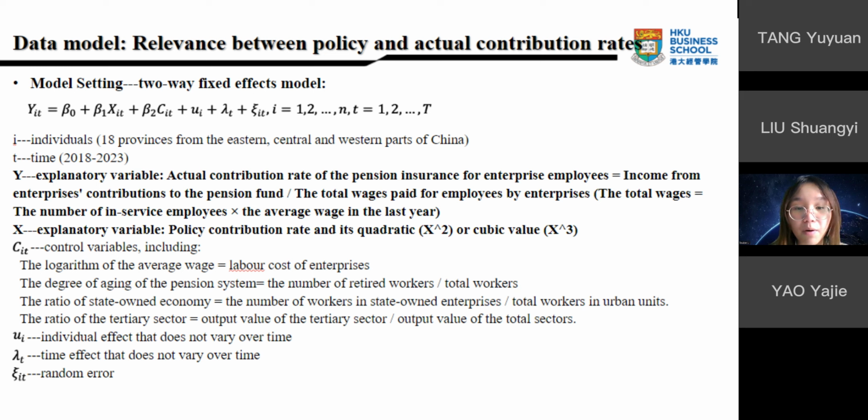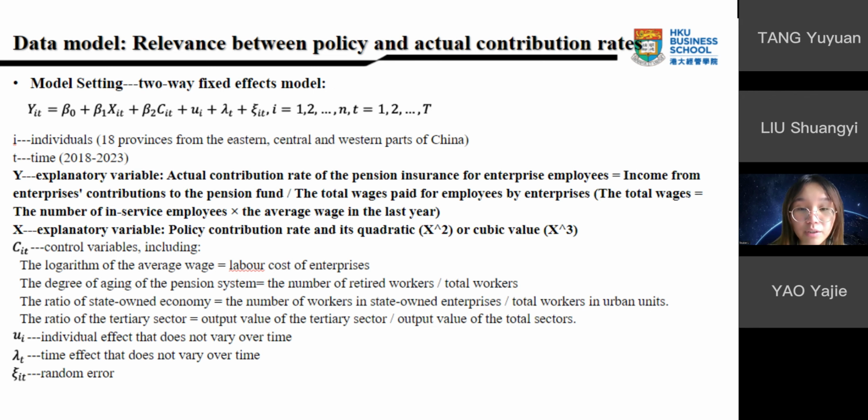First, we assume a polynomial nonlinear model. Y is the actual rate, and X can be the policy rate itself, or the quadratic or the cubic of the policy rate, and the coefficient beta 1 of X is our most interesting number. Our original hypothesis assumes that beta 1 equals 0. The next is the control variable, C. It contains the logarithm of the average wage, the aging degree, the proportion of the state-owned economy, and the service sector.